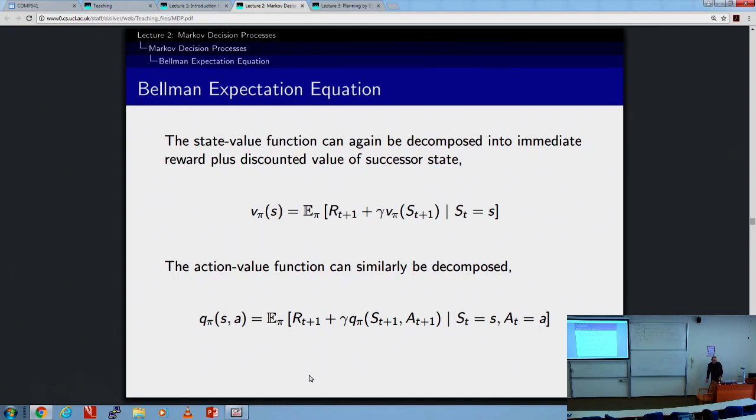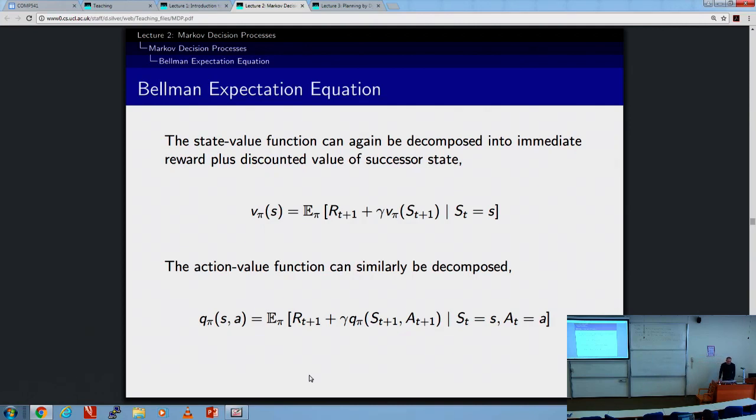The Bellman equation applies to this as well. The first one is the same as before, and Q also can be written recursively in terms of itself. So Q of S, A is the expectation of your immediate reward plus, whatever the next state and action you encounter will be, the Q function of those.